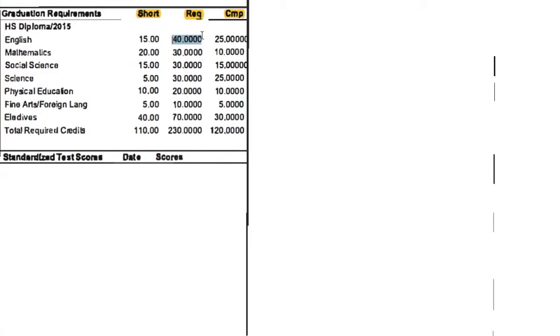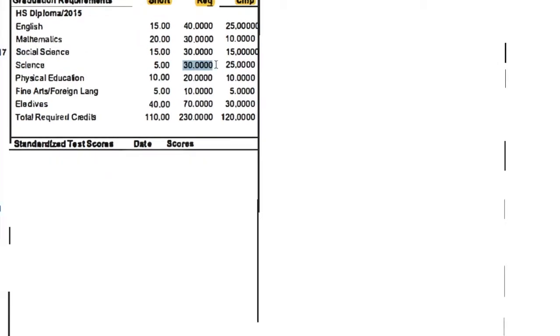So they require 4 years of English, 3 years of math, so those are both the same as the other graduation requirements. But this is a little different. They require 30 units or 30 credits in social sciences. So who can answer this question first? What are the classes that make up this category, broken down into 30 credits?